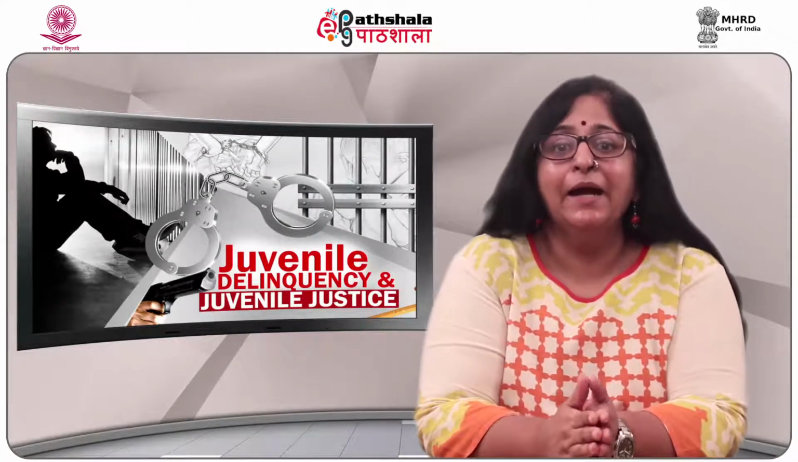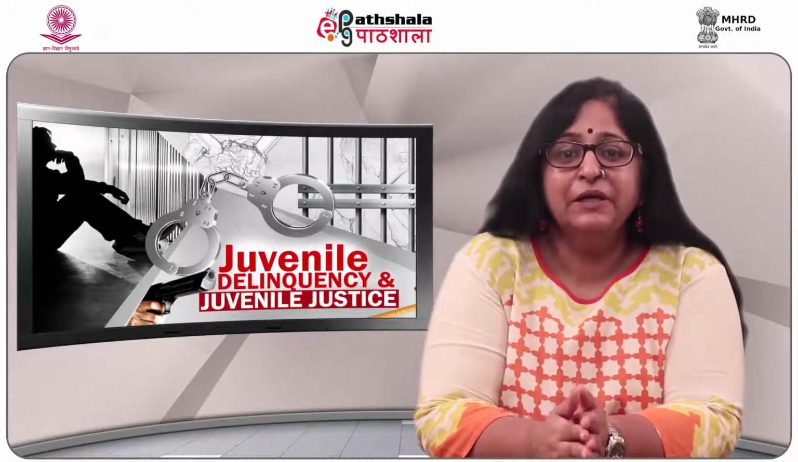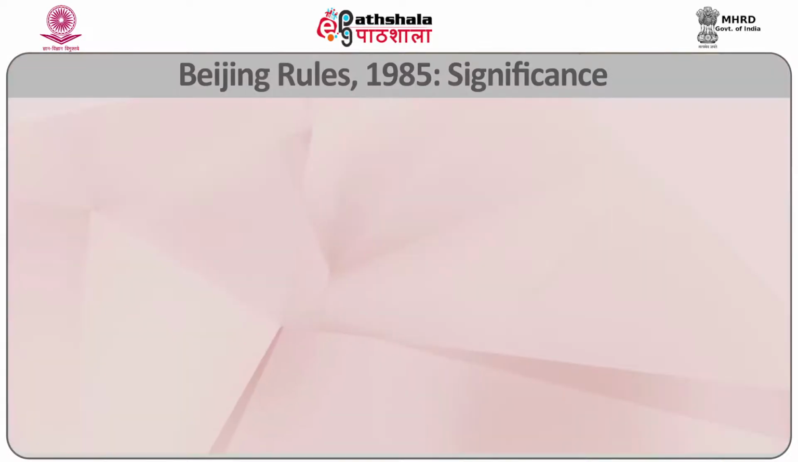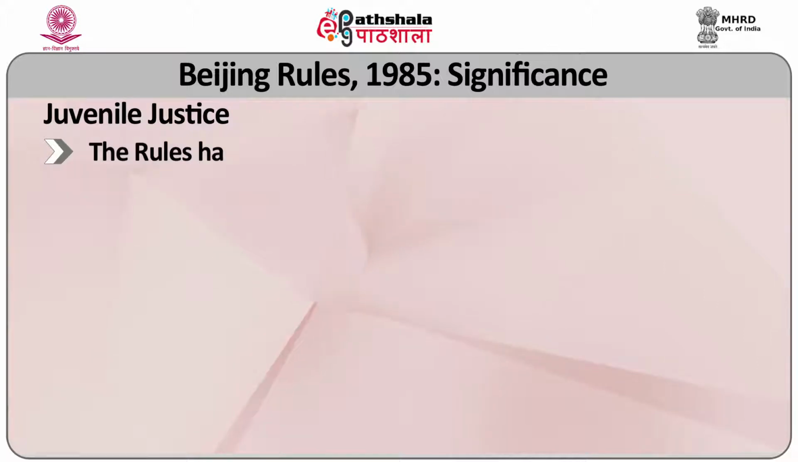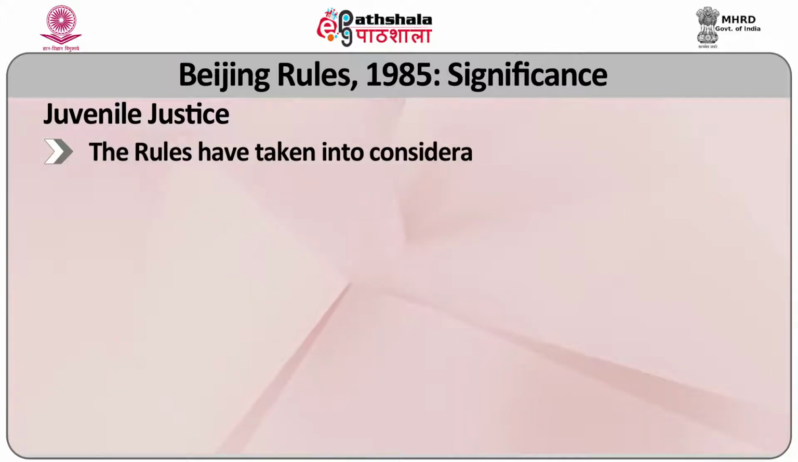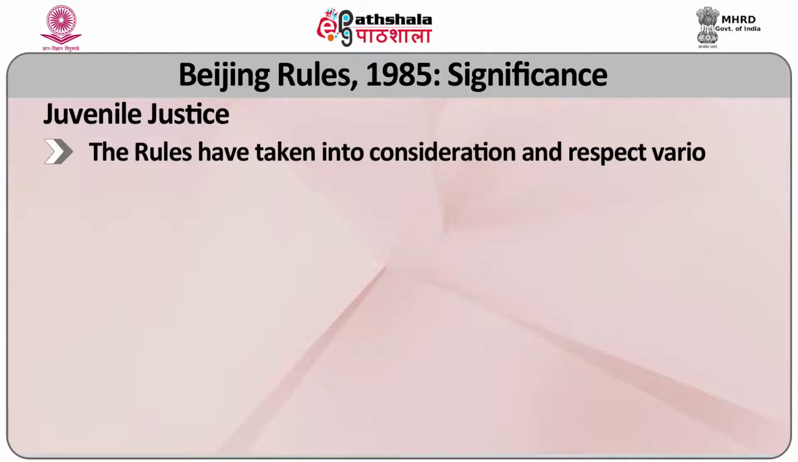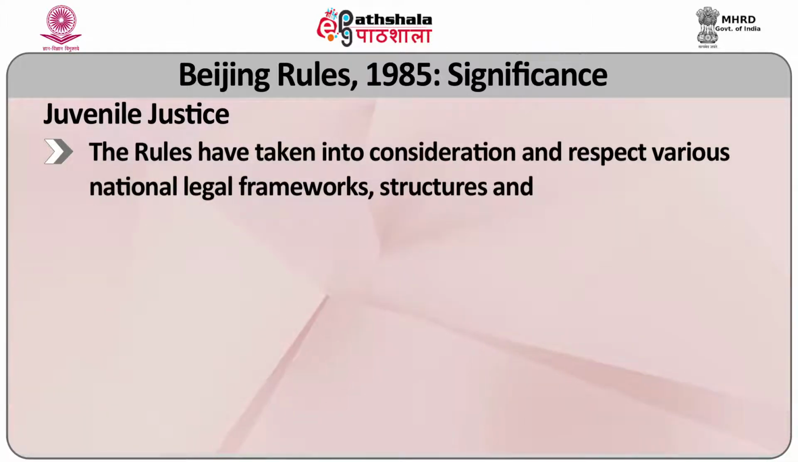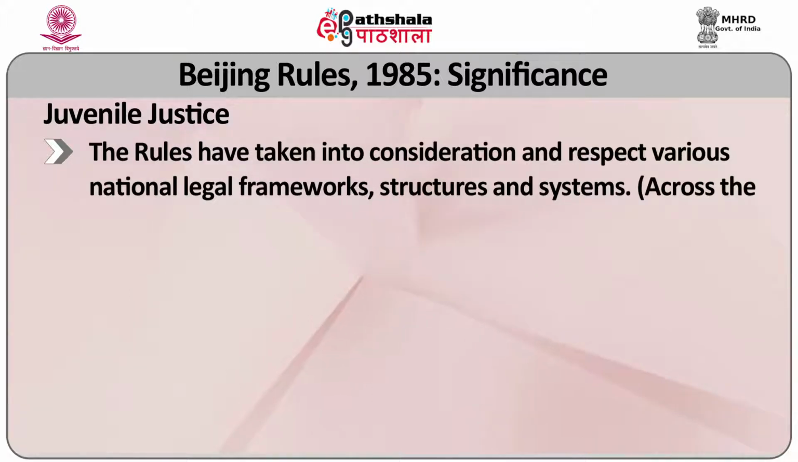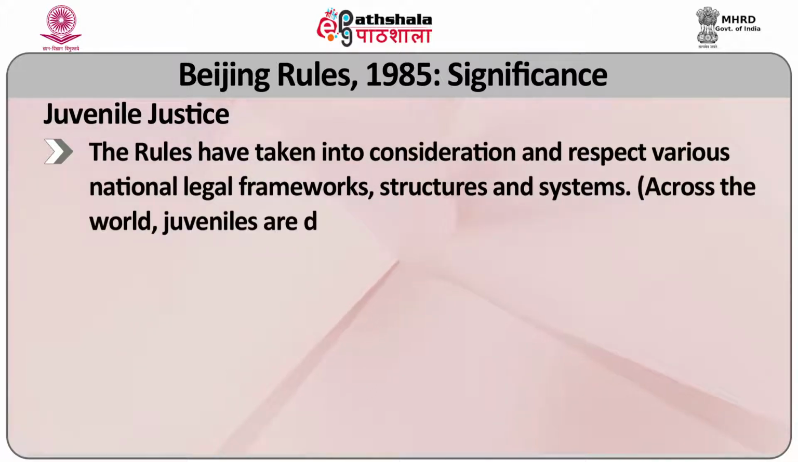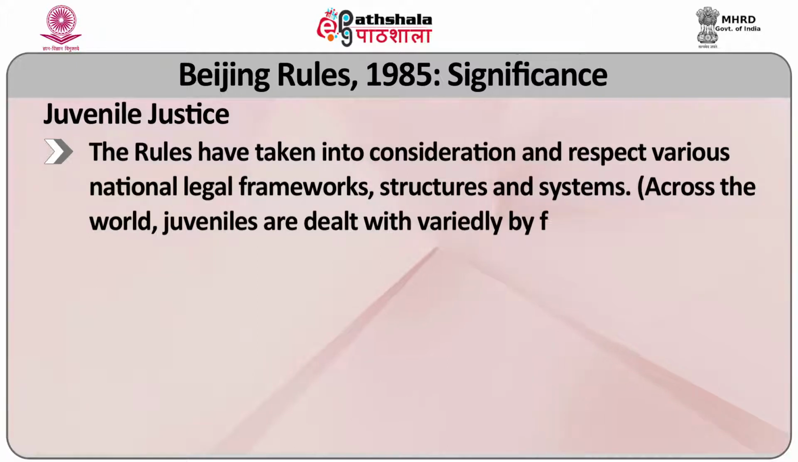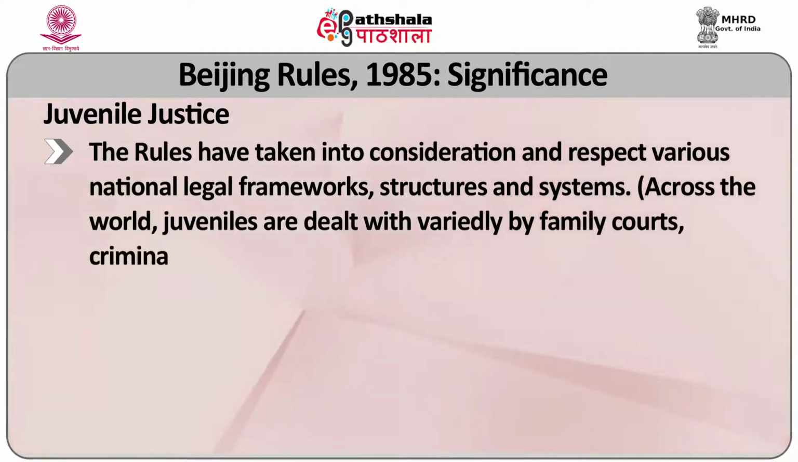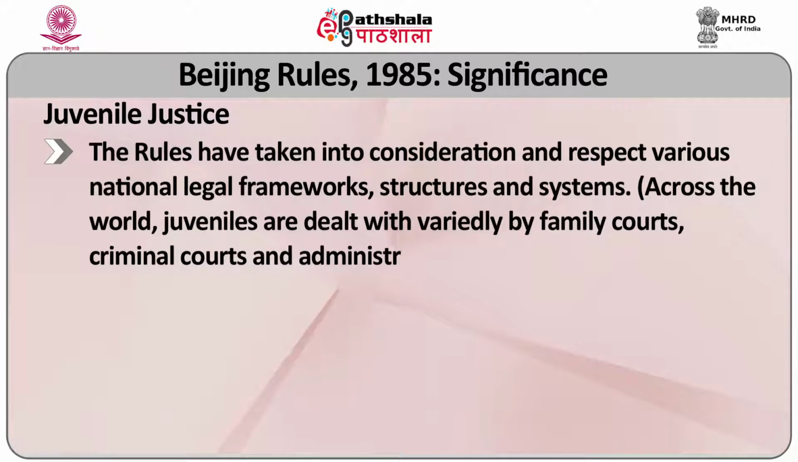Now let us try and understand the significance of the Beijing rules. Firstly, the rules have taken into consideration and respect various national legal frameworks, structures and systems. Across the world, for example, juveniles are treated and dealt with variedly by family courts, criminal courts and administrative courts. The Beijing rules looked at all of these.